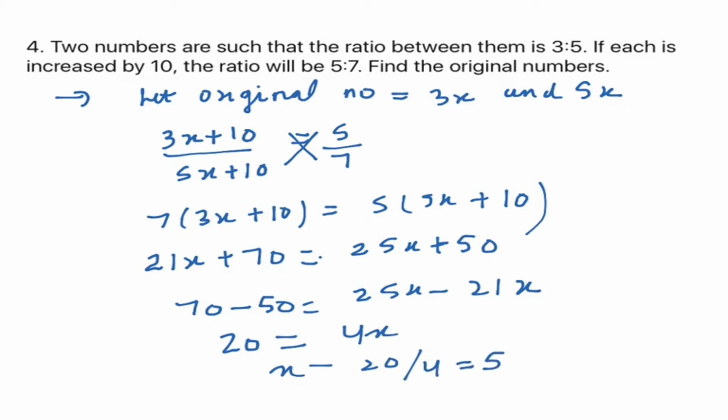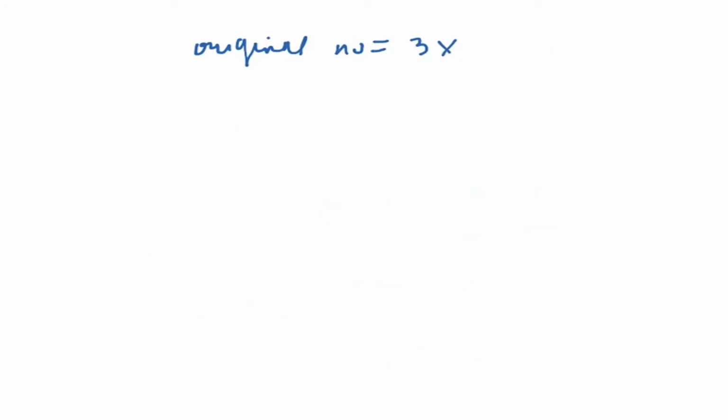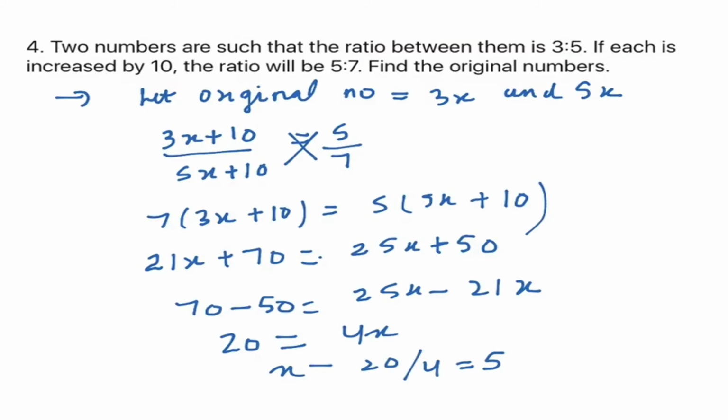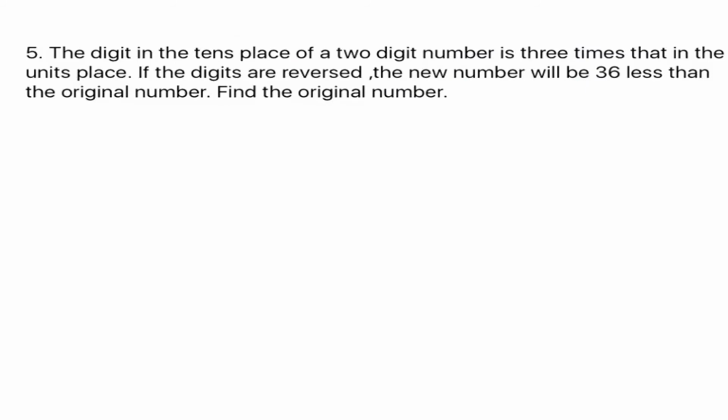So our original numbers will be what? 3x and 5x. 3x means 3 times the value of x, which is 5. 3 times 5 is 15, and the other number is 5x. So 5 times 5 is 25. So our original numbers are 15 and 25.